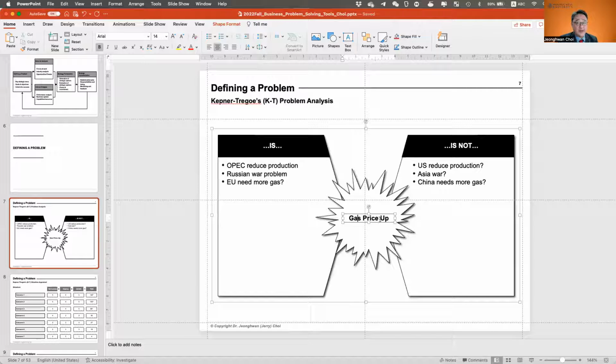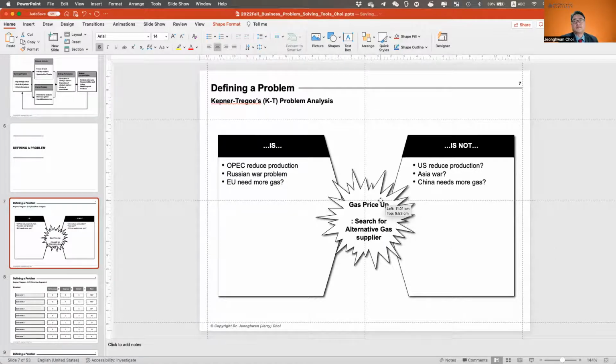If I have to do something, the biggest cause of the gas price going up is political tension, a hegemony issue. However, this is too big, I cannot handle it, so this is not a problem. So what should I do? I'd better search for an alternative gas supplier. So this is the problem.